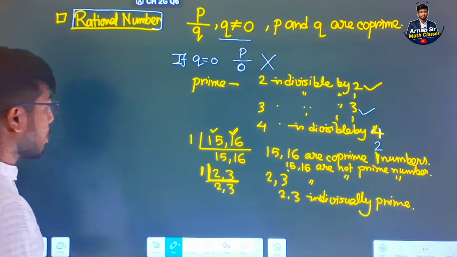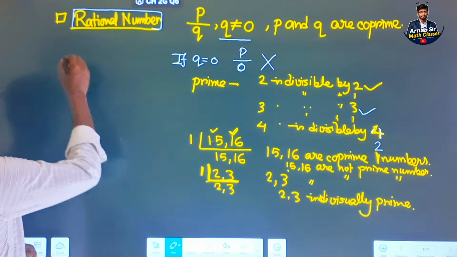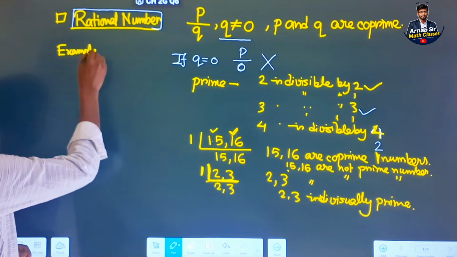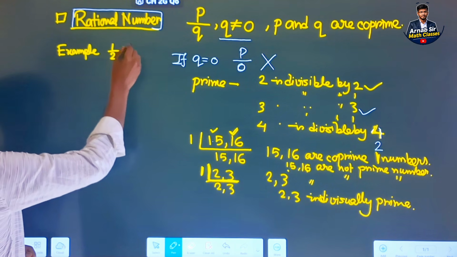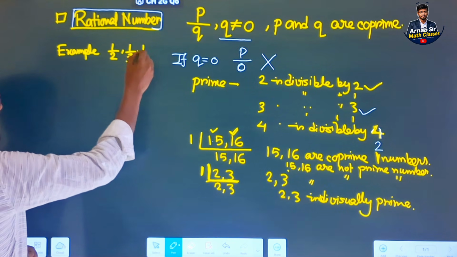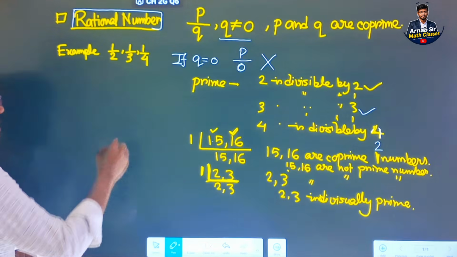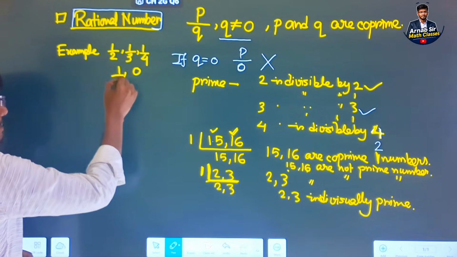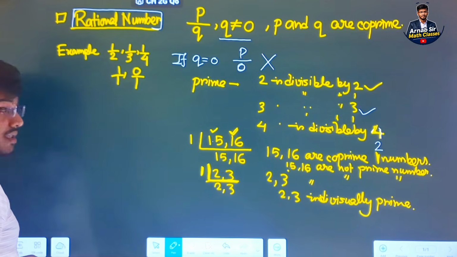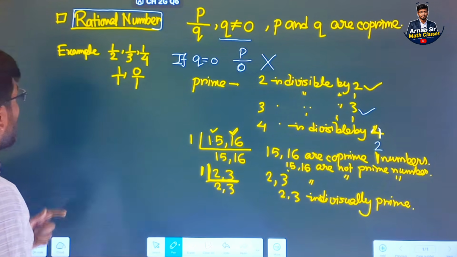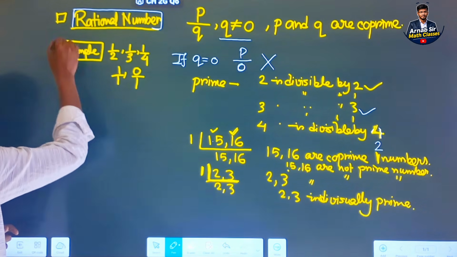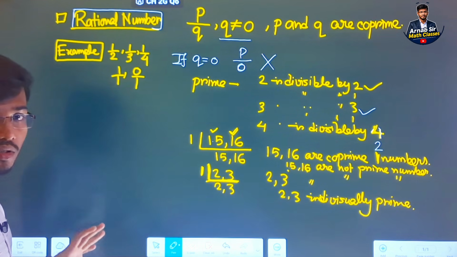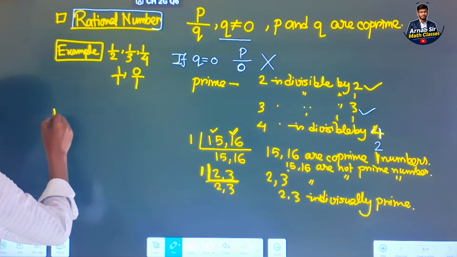This type of number is called a rational number. So what are examples of rational numbers? Write down the examples. Suppose we take 1 by 2, 1 by 3, 1 by 4. Every fraction is an example. Suppose we take 1, which is represented by 1 by 1, or 0, represented by 0 by 1. Those are examples of rational numbers. Up to this, all clear? Yes or no? Now I discuss the irrational number.